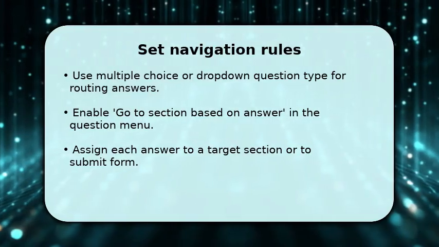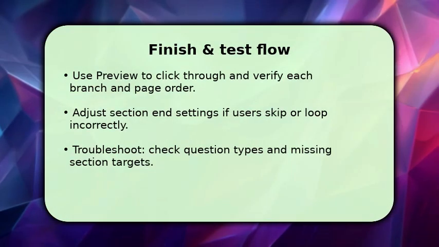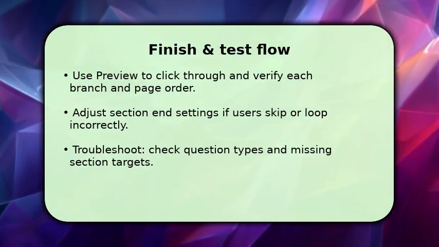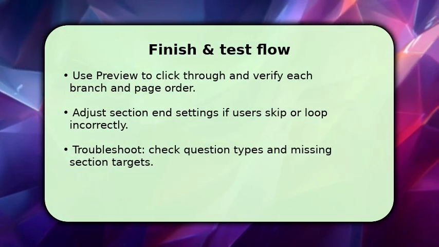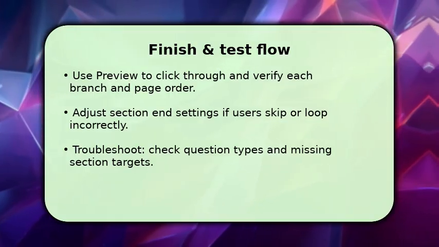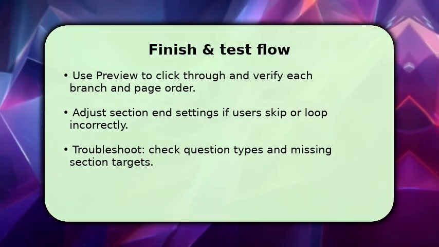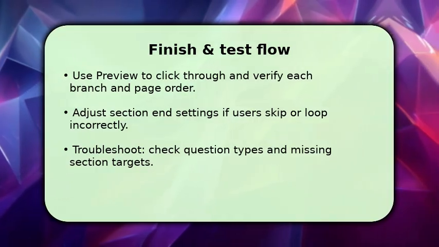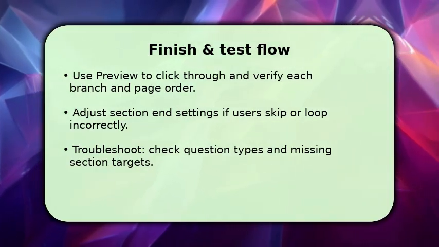Finally, complete and test your form thoroughly. Click the Preview Eye icon and follow every answer path to confirm each choice takes users to the intended page. If a branch ends unexpectedly, open the section settings and change end-of-section behavior or correct an answer's target.